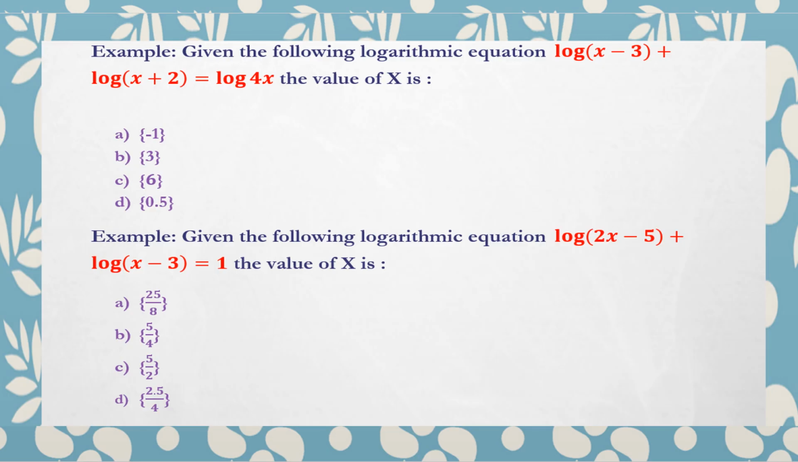Again, another example. For the following logarithmic equation, log for x minus 3 plus log for x plus 4 equals log 4 for x. Again, by using the property of logarithms, that's log for m plus log n, this equals log m times n.